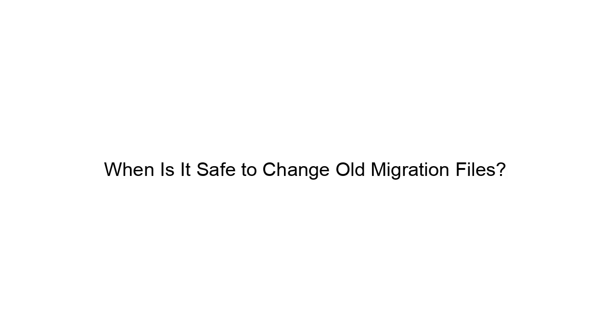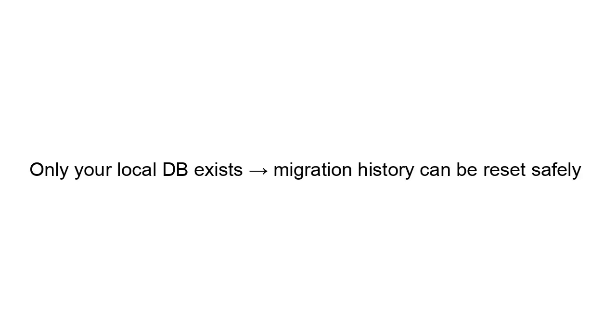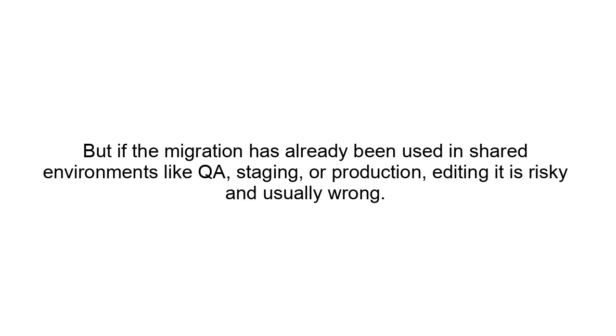When is it safe to change old migration files? Usually, only in limited cases, such as: the local development database can be dropped safely, the migration has not been shared with others, and no important environment already depends on it. Example concept. Only your local DB exists, so migration history can be reset safely. But if the migration has already been used in shared environments like QA, staging, or production, editing it is risky and usually wrong.